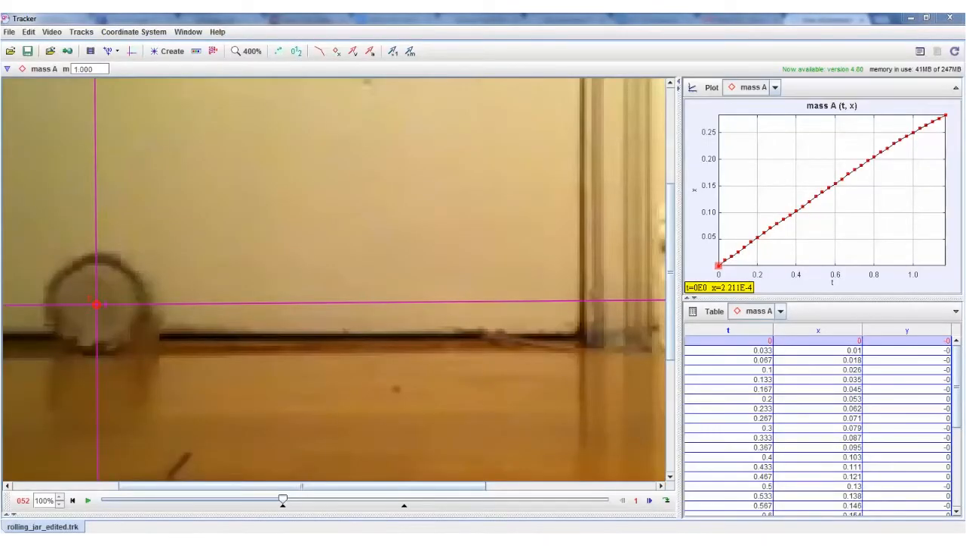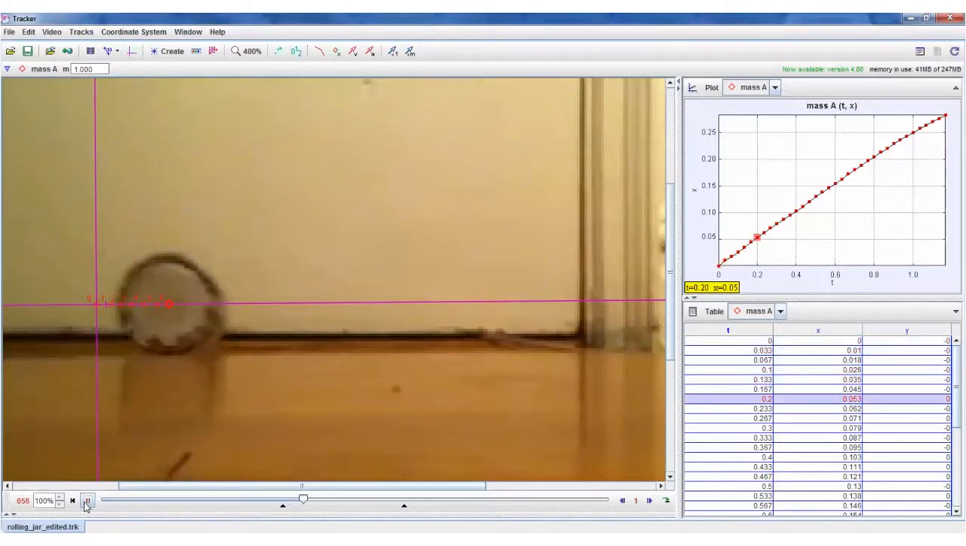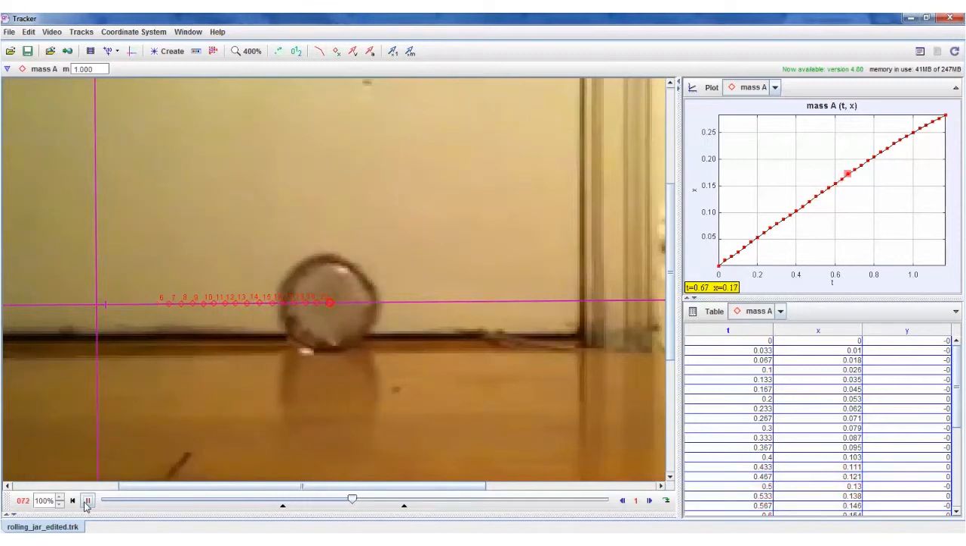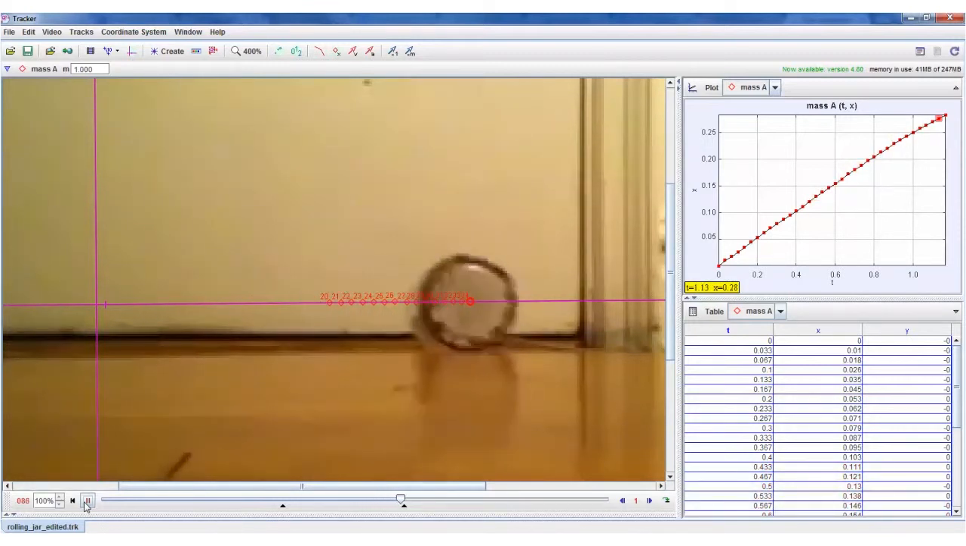Here now is my Tracker data. I imported my video into Tracker, and you can see my center of mass indicated in the video, and you can also see a Cartesian graph in the upper right and a table of data in the bottom right. The graph and the table show the position of the jar at a given time.